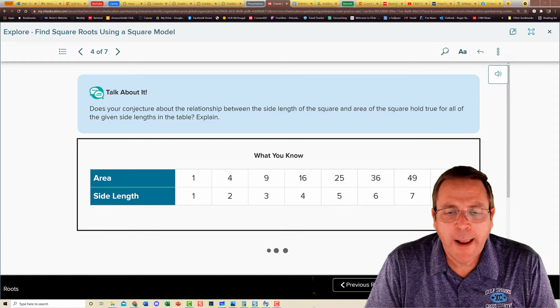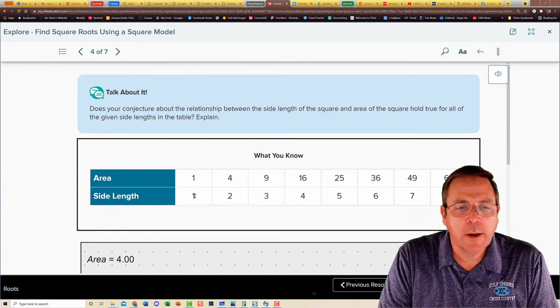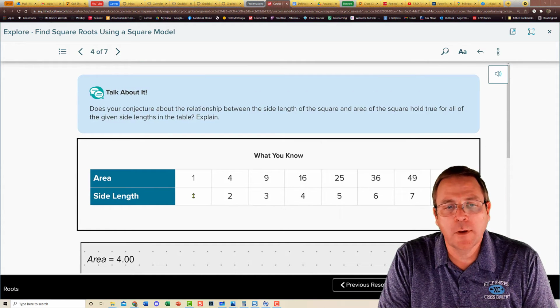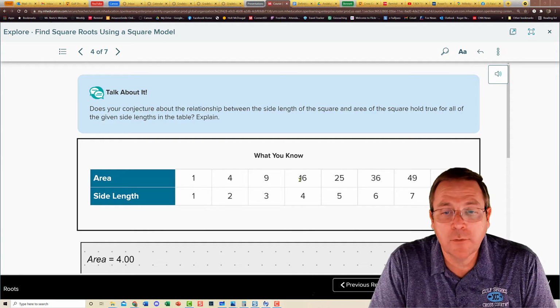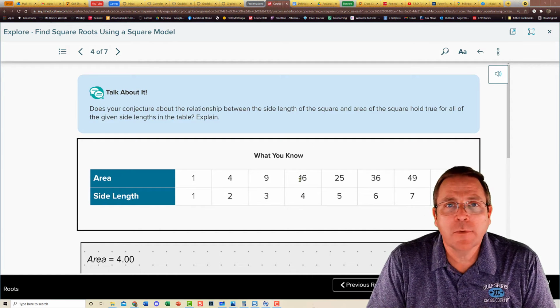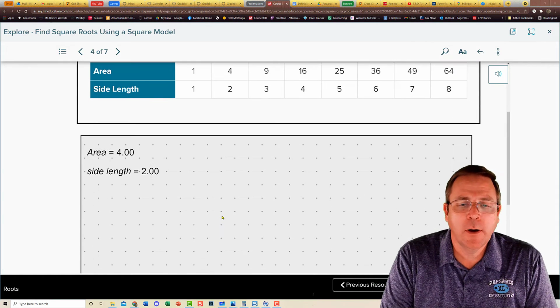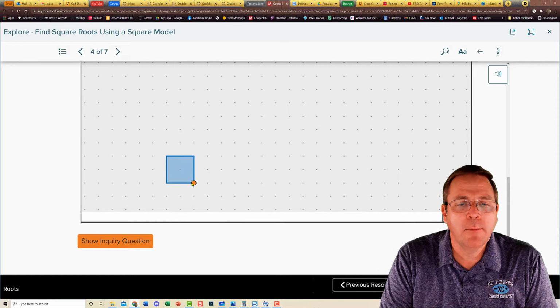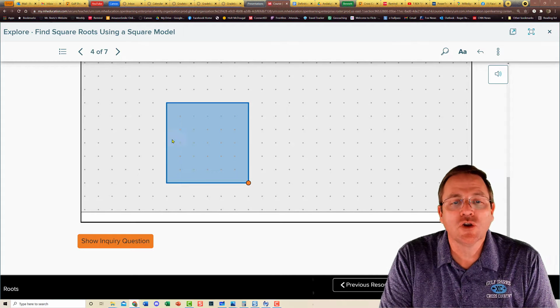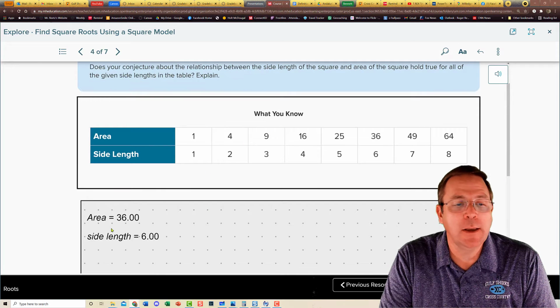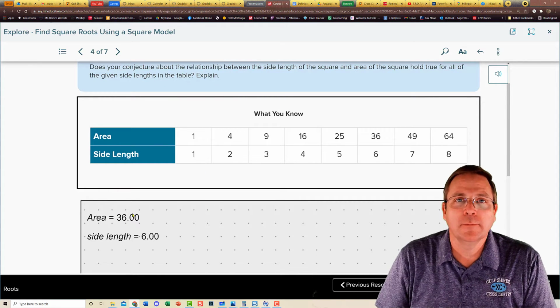Now if you notice, there's a pattern going on here where if we multiply the side length times itself, we get the area. 1 times 1 is 1, 2 times 2 is 4, 3 times 3 is 9, 4 times 4 is 16, and so on. When you multiply a number times itself, it's referred to as squaring it. Because if you think about what we're doing here, we're making a square, and when you multiply the number times itself, you're squaring it, creating a square, and the solution is going to be the area of the thing you're creating.